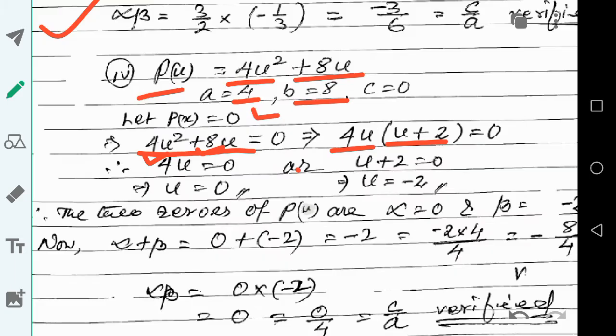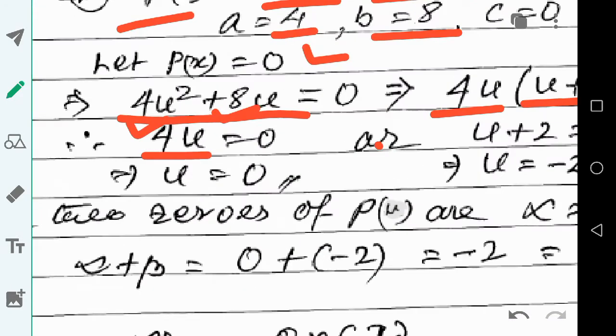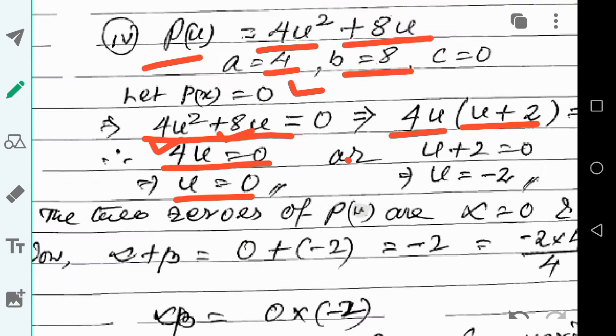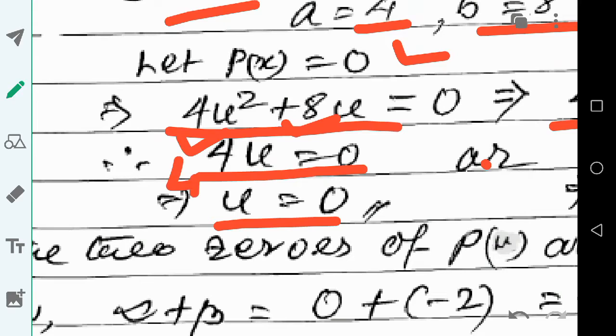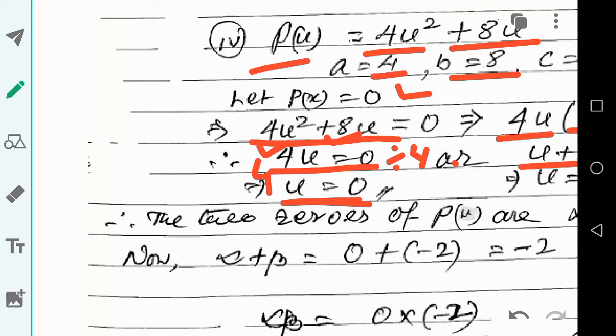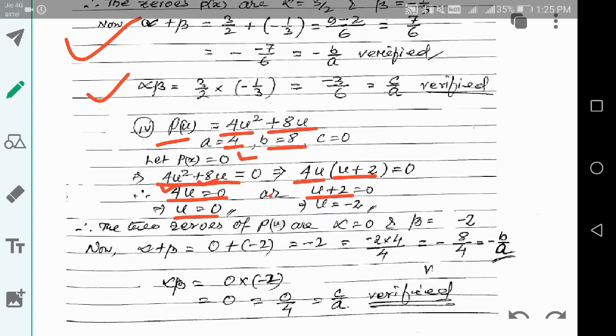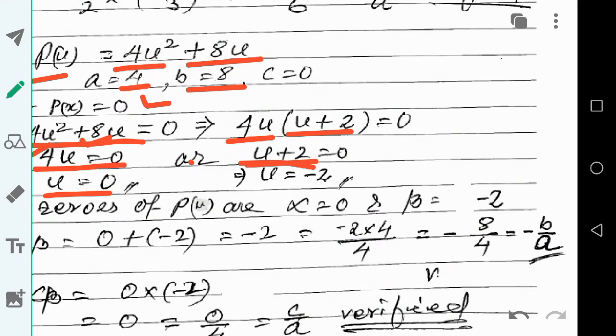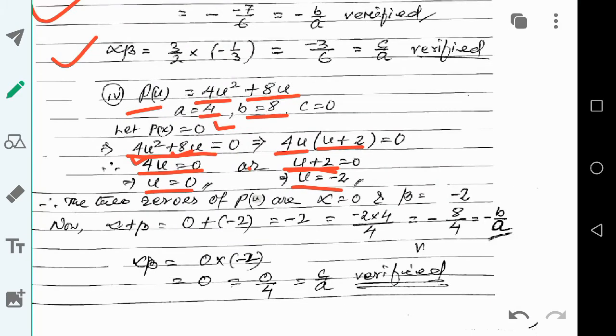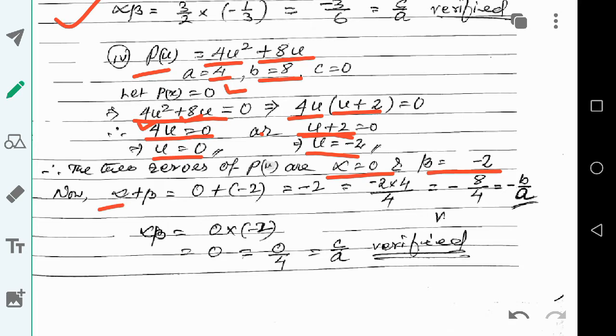As their product is equal to 0, we can write either 4u is equal to 0 or u plus 2 is equal to 0. Dividing both sides by 4, we have got u is equal to 0. Now u plus 2 is equal to 0, which implies u is equal to minus 2. Therefore the two zeros of this polynomial are alpha is equal to 0, beta is equal to minus 2. Then let us verify this relationship.